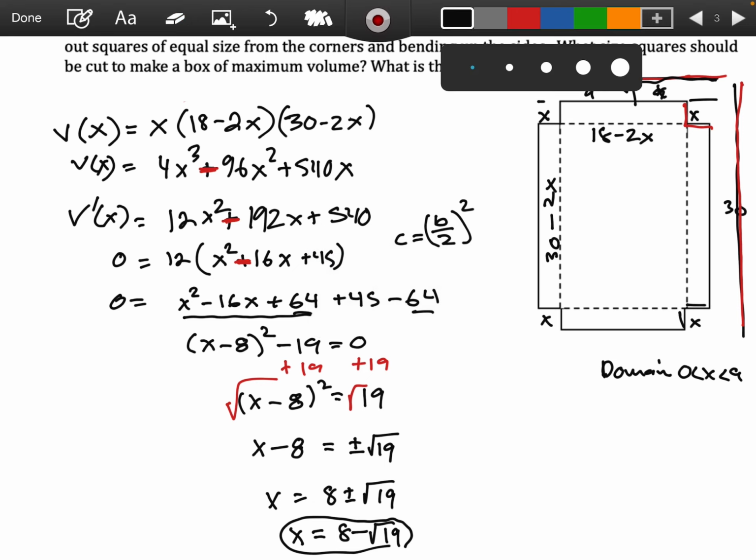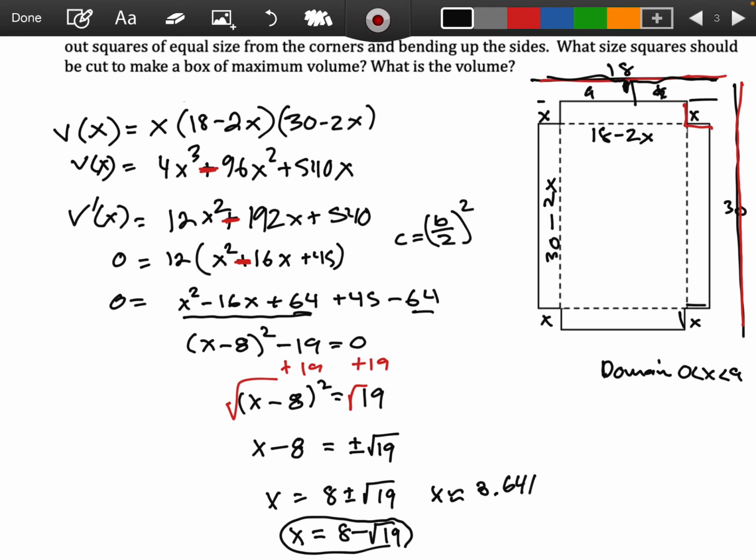So we found our x. And this x is approximately, plug that in the calculator, 3.641, okay? Now, we have our x, and that x tells us where we have the maximum volume. So now you're just going to plug that number in, okay? You got to plug that number into your original equation.